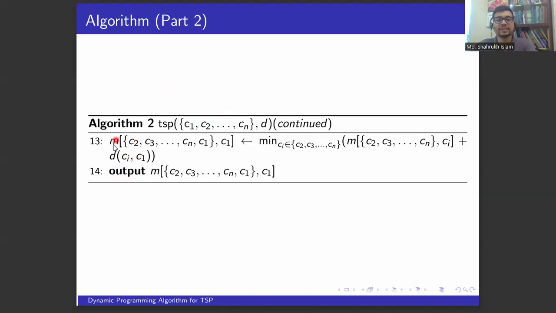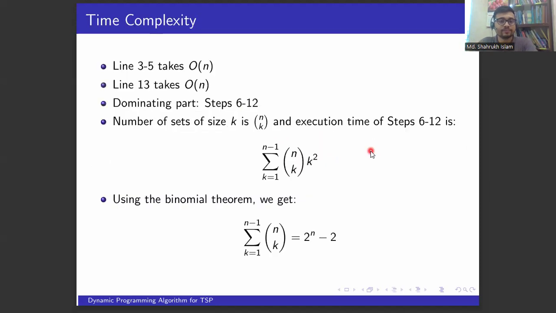What is line 13? This is line 13. Why is this big O of n? I am seeing just one line. One line means big O of 1, right? No, because we are taking the minimum value of this. This will need another for loop to traverse each item, to traverse each ci. So c1, c2, c3, ... cn. That's why we need big O of n.